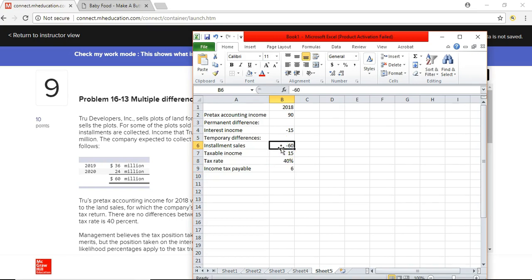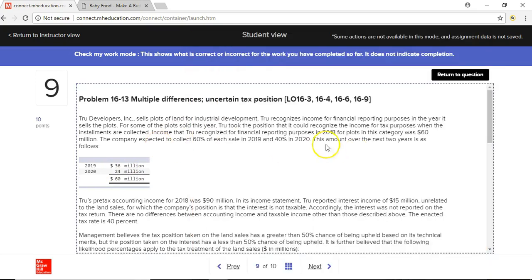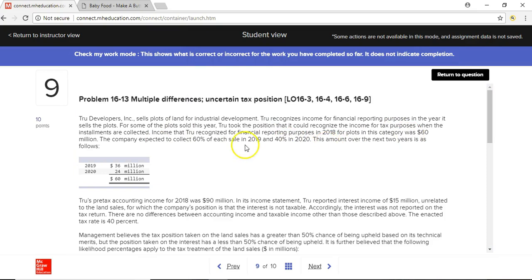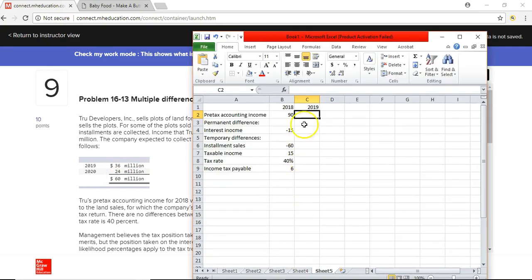Installment sales will be taxed when cash is collected. And here they told us in 2019, 60% of $60 million is collected, which is $36 million. In 2020, 40% of $60 million is collected, which is $24 million. So in 2019, we need to pay tax on $36 million of cash inflow. In 2020, we need to pay tax on $24 million of cash inflow. Tax rate is always 40% in this example.